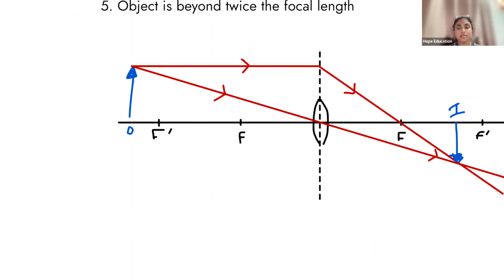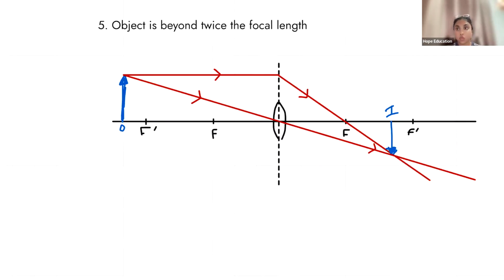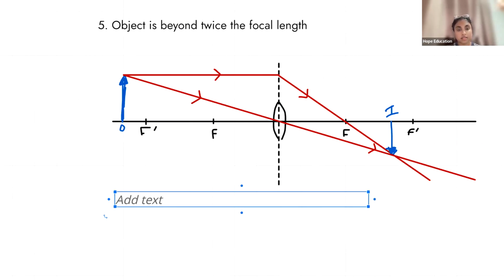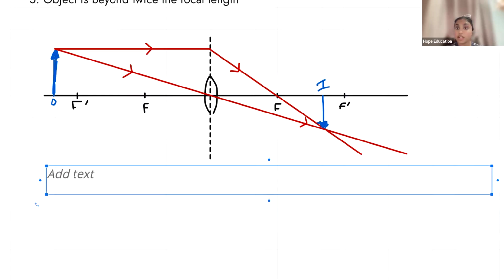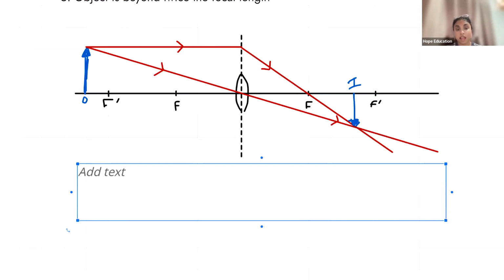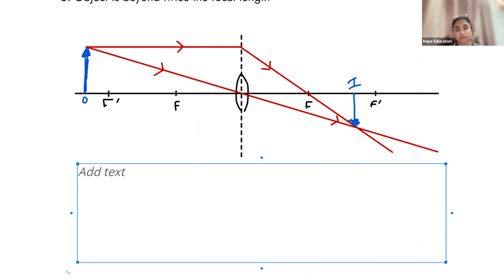So here, location of image is between focal length and twice focal length on the other side of the lens. Then properties, it's a real image, it's an inverted image, and it's diminished. Now this is diminished, smaller than the object.